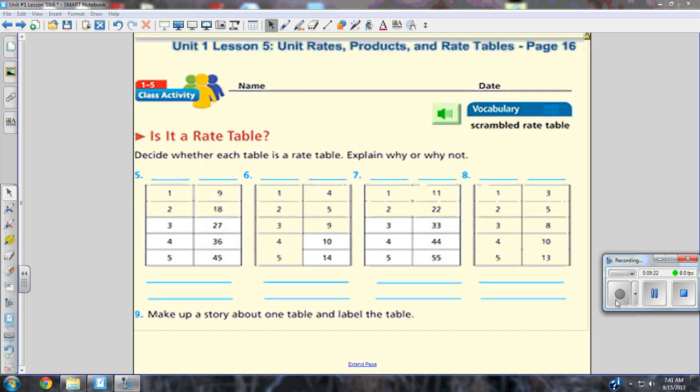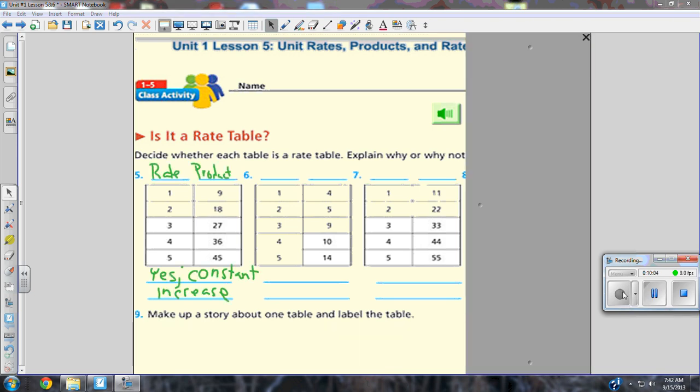All right, turn with me to page 16. Still working on rate tables. Number 5 and number 8 are the 2 that we're going to do on page 16. Is it a rate table? Decide whether each table is a rate table and then explain your answer why or why not. So number 5, you have the rate table started. 1, 9, 2, 18, 3, 27, 4, 36, 5, 45. So go ahead and make that rate table. And then let's jump over to number 8. 1, 3, 2, 5, 3, 8, 4, 10, 5, 13. Again, you are to say if it's a rate table and explain why or why not.